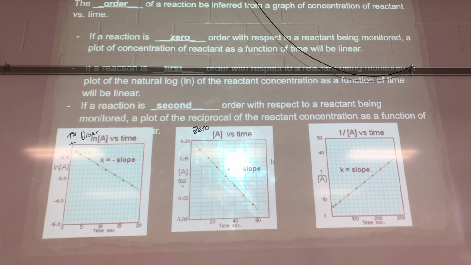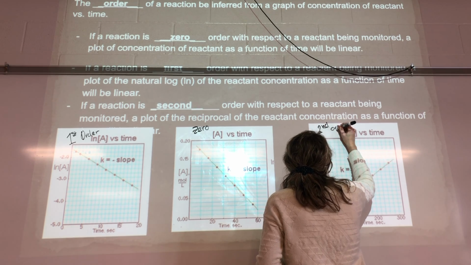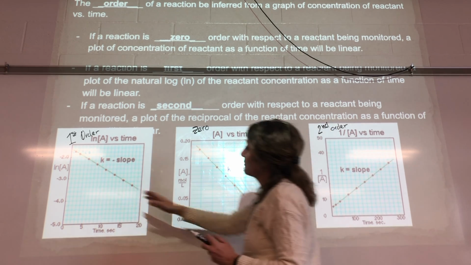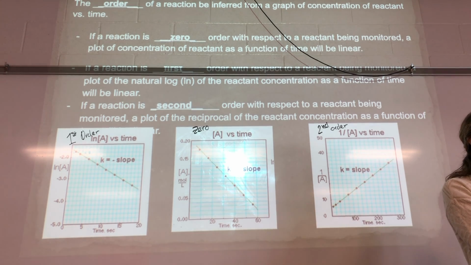Now, natural log is a mathematical function. You may have learned it or used it in math. If you don't know what it is, it really doesn't matter because we're just gonna solve for it. So think of it as just a mathematical process we're going to do, okay? And then this one is for second order. So whichever one ends up being straight tells you the order of the reaction.